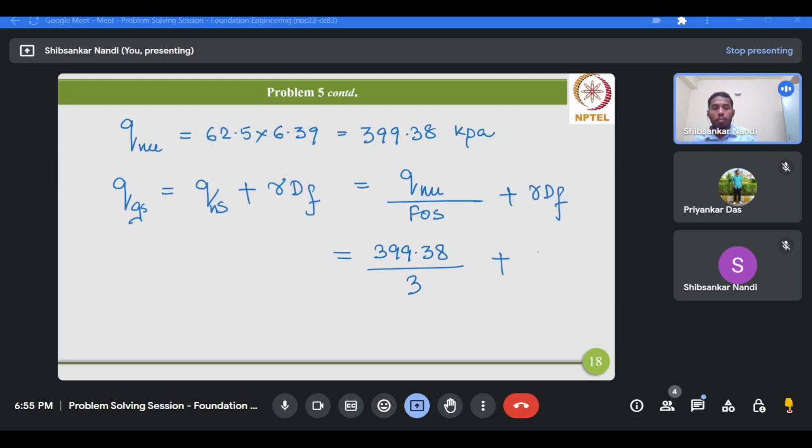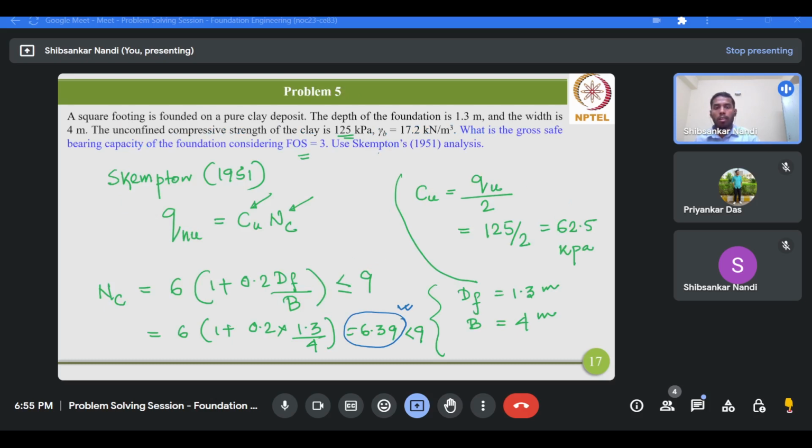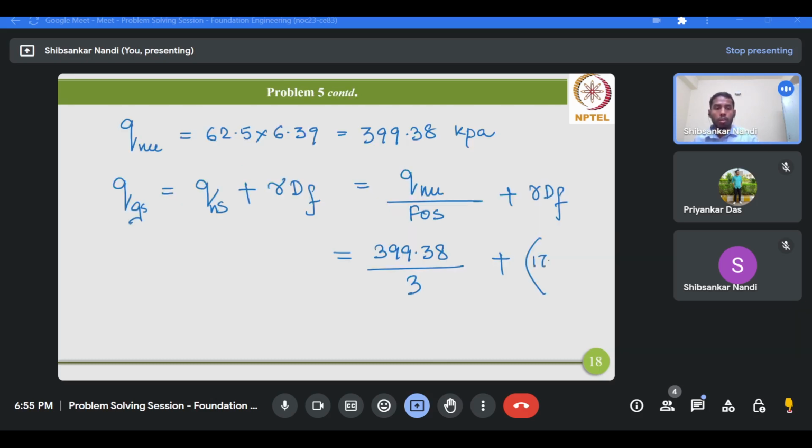So divided by 3 plus the unit weight of the soil deposit, the bulk unit weight 17.2, and the Df value is 1.3. This will be the gross safe bearing capacity with respect to a factor of safety of 3. 399.38 divided by 3 plus 17.2 multiplied by 1.3. So it will give you the gross safe bearing capacity as 155.49 kPa, and this would be the answer.